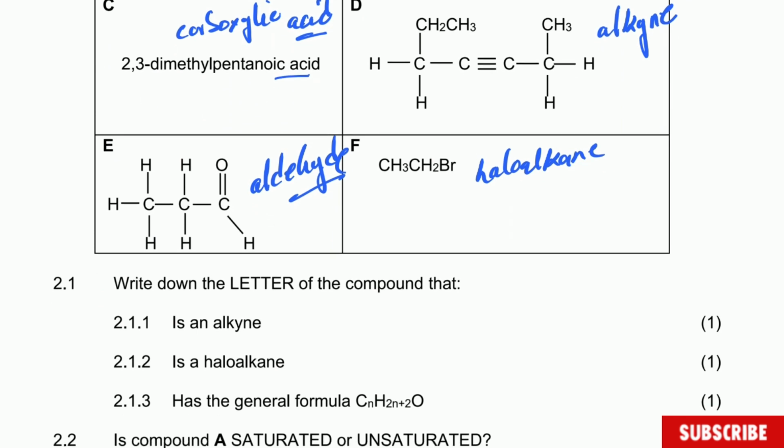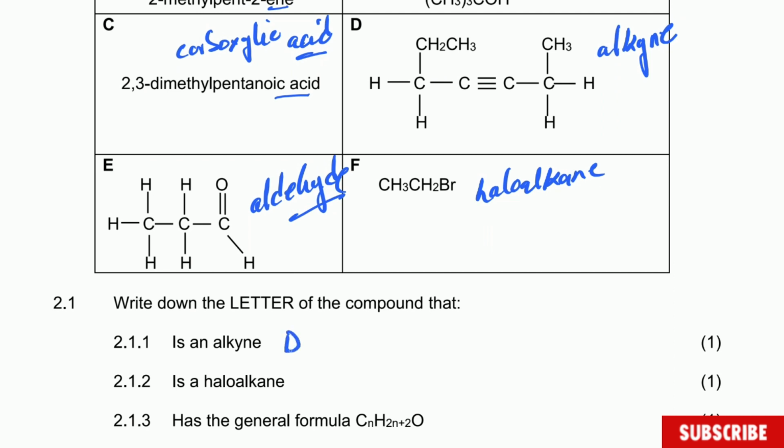2.1, write down the letter of the compound that is an alkyne, and we already responded to this one. That one is going to be compound D. You can see I have a triple bond between carbons. That is the functional group of an alkyne. Next we have a haloalkane, which is compound F. You can see compound F has a halogen as the functional group. Remember, the functional group will be a carbon that has one halogen in it, which I'm going to call X. That one will be the functional group for a haloalkane.